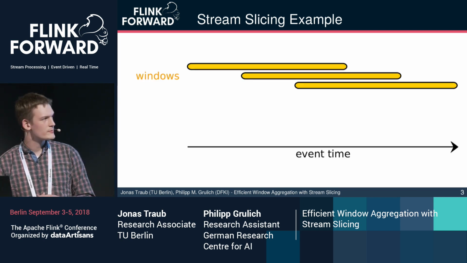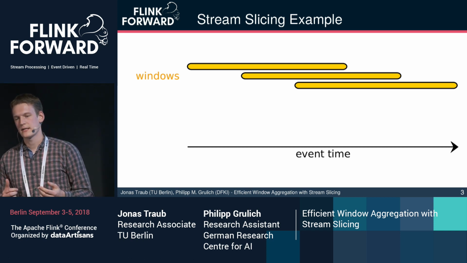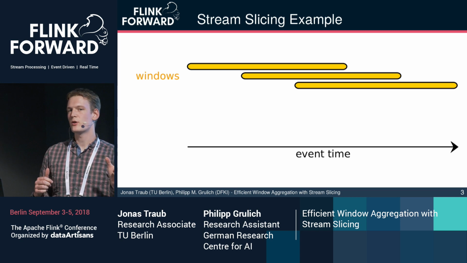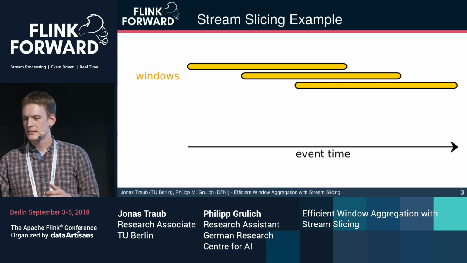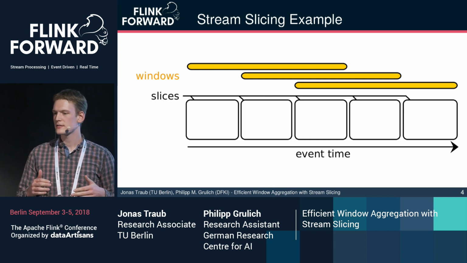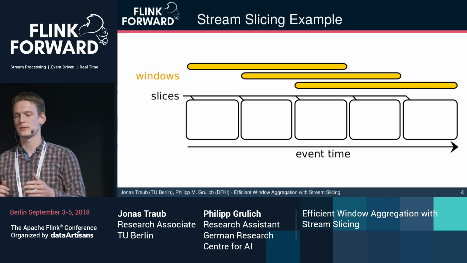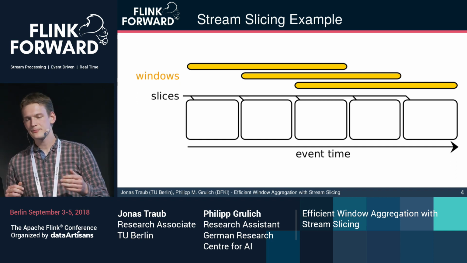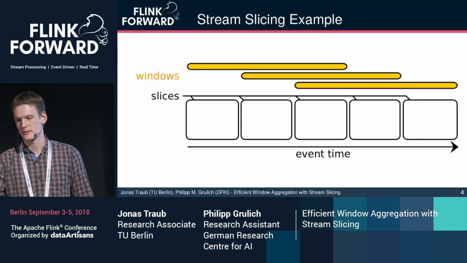so that we all have the same idea about the concept. So let's consider this sliding window we have here. And the nature of a sliding window is this overlap we have between the different window instances. And the idea of slices is now to separate the stream into non-overlapping chunks, our slices, such that we can combine all the windows from the separate slices. So basically, any window we have can be computed from the slices.